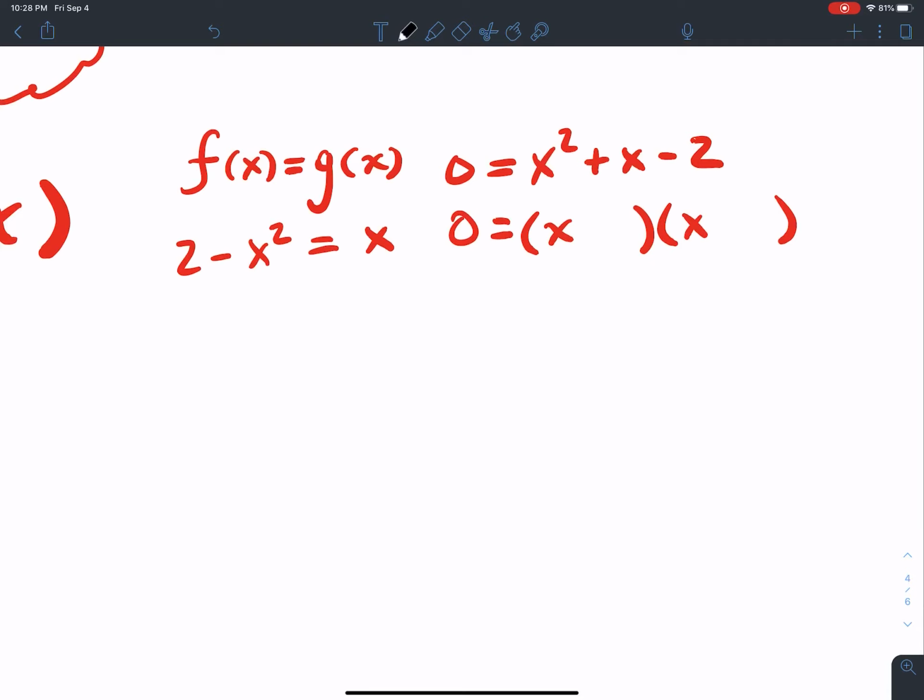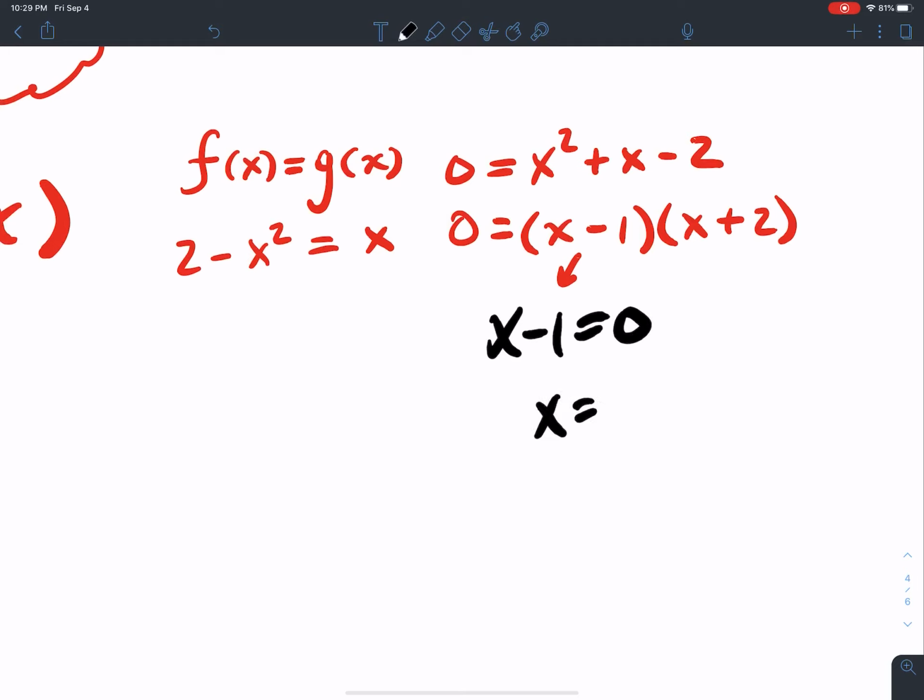I can factor this. It's a trinomial. Once again, you can go back to a college algebra video to see how to factor trinomials if you're having trouble. I want something that multiplies to negative 2 and adds to 1. It's an understood 1 coefficient there. If I multiply 2 times negative 1, that multiplies to negative 2 and adds to 1. So 2 and a negative 1 right there. I need to solve for x. This is set equal to 0. So x minus 1 equals 0, so x is equal to 1. And then x plus 2 equals 0, so x is equal to negative 2.